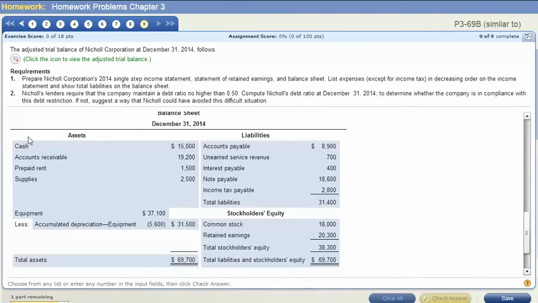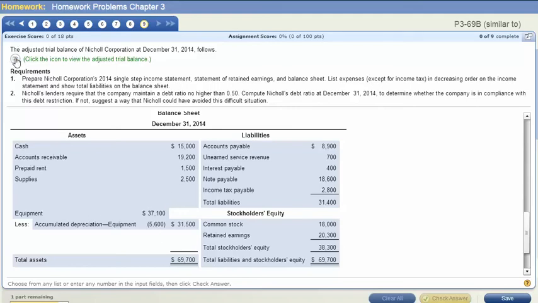Notice on the asset side, as the assets go down the list, they become less and less liquid. By liquid, we mean that it gets harder and harder to convert them into cash. Obviously, the easiest thing to convert into cash is cash. Accounts receivable pretty rapidly gets turned into cash. Prepaid rent, supplies as you go down, and then equipment, of course, is the hardest to convert into cash.